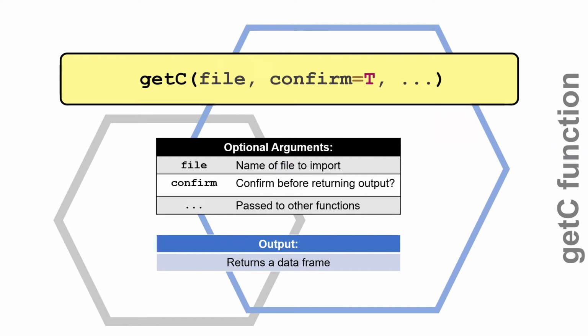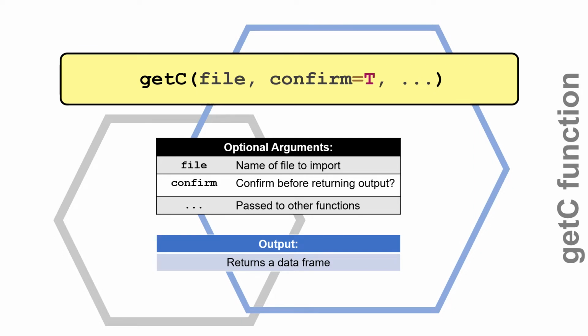The getC function is really a collection of functions used to import common dataset file types into R. Once you select the file to import, the getC function is supposed to automatically detect the file type, apply the best function for the job, and return an already data frame to you. The getC function does not have any required arguments.